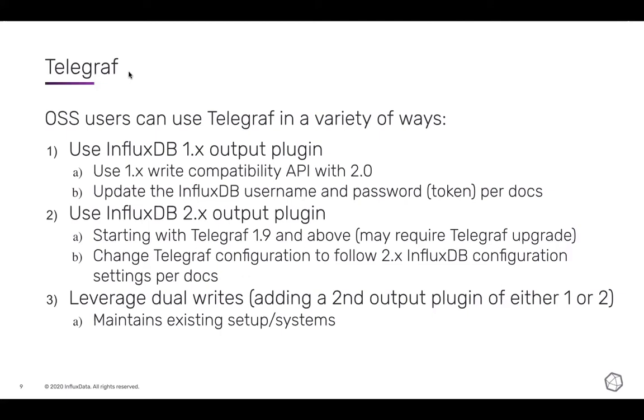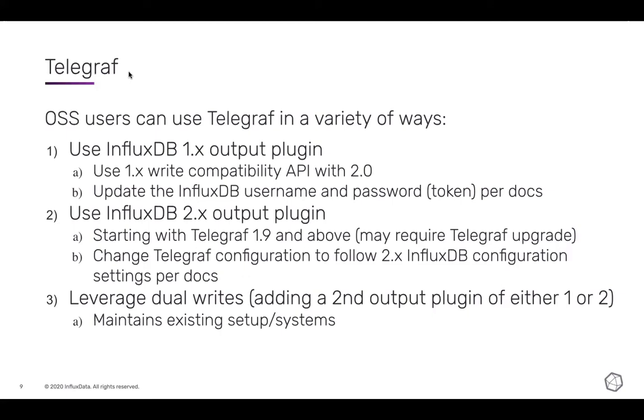And so if you're on 1.9 or above, that plugin is already available in your deployed Telegraf instances. And once you have InfluxDB 2.0 stood up and running, all you need to do is configure that output plugin, and you'll start feeding data into your 2.0 instance.